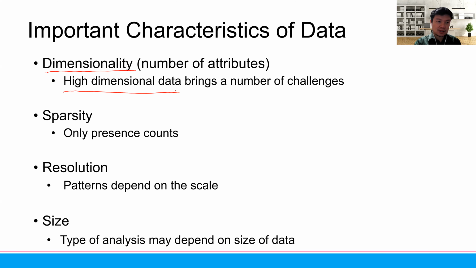And also sparsity. Sparsity means the data is very rare. For example, if you are in the industry, you know that with manufacturing data, you should produce good products. So defective or bad products are very rare. Let's say 0 and 1. The 0 is a good product, good product, good product, and there's a bad product, and then good product, good product, good product.